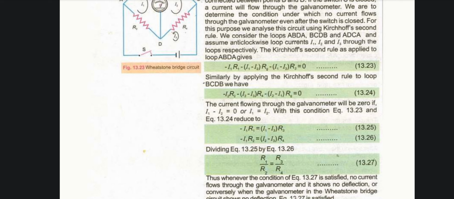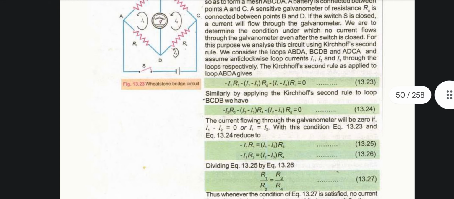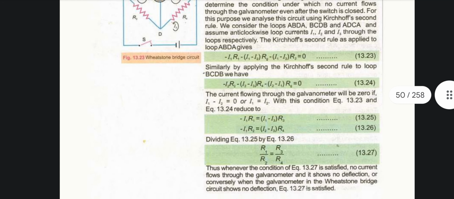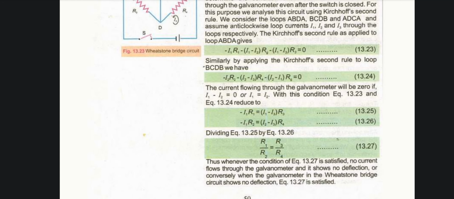Kirchhoff's second rule applied to loop ABDA gives: minus I1 R1 minus (I1 minus I2) R minus (I1 minus I3) R3 equals 0. Similarly, applying Kirchhoff's second rule to loop BCDB, we have: minus I2 R2 minus (I2 minus I3) R4 minus (I2 minus I1) R equals 0.